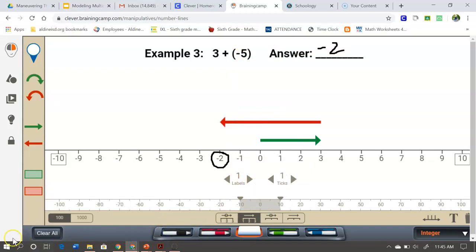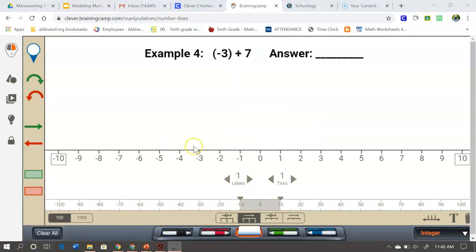Okay, last example, example number 4, -3 plus 7. So again, I'm going to start my first arrow. It's -3, so it's going to be moving in the left direction, 3 units. I'm going to start at 0, 1, 2, 3. And again, I'm moving to the left because the number is negative. My second number is a +7, so I'm going to use that green arrow. I'm going to start where I left off, and again, the positive tells me to move in the right direction. The number tells me how many units. So I'm going to move to the right, and I'm going to move 7 units.